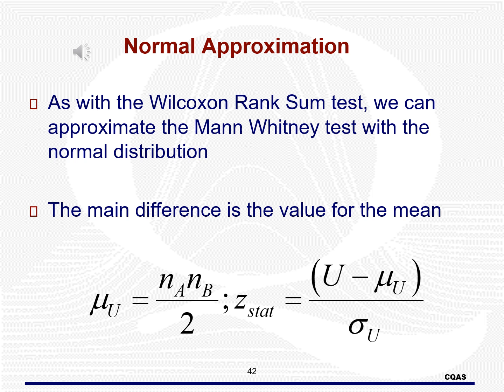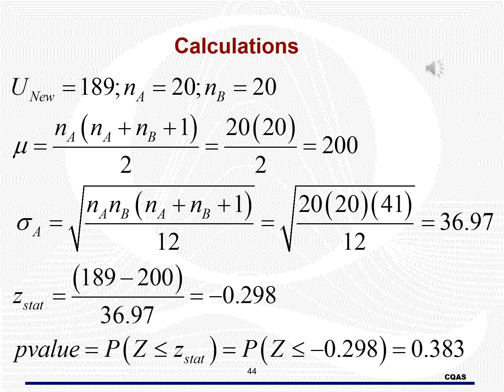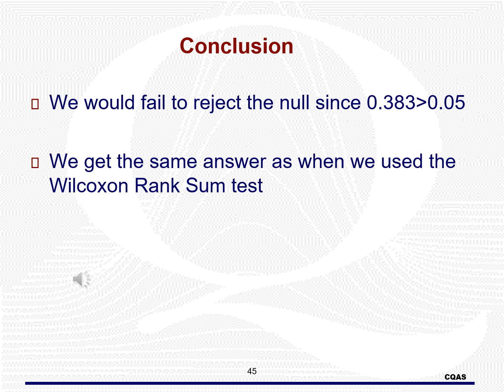Just as with the WRS test, if the sample sizes are large enough, we can use the normal to approximate the MW test. The main difference here is that the mean will be different. It is given in the slide. Let's redo example 2 with the MW test. Here are the calculations of the approximation. Notice that we get the exact same test statistic value in this case. We would fail to reject the null since 0.383 is greater than 0.05. We get the same answer as when we used the Wilcoxon rank sum test.